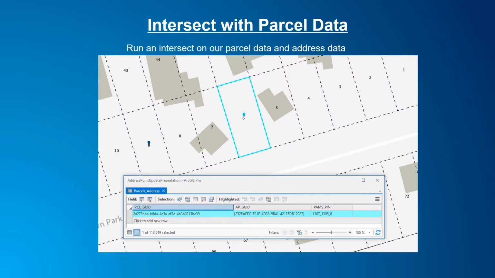So how do we go about retrieving this information? First, we run an intersect between our parcel data and our address data. You can see here in the attribute table, these are the fields that we needed to store in the dictionary. We have the PCL GUID, which is going to be our key. That's the parcel unique ID. That's a key in the dictionary, and then we are adding any address points that we found. We're adding those address point GUIDs as values, and also the PAMS pin. The PAMS pin is an identifier that's created from the concatenation of the municipal code, the block, and the lot.